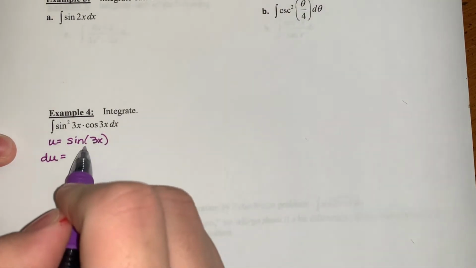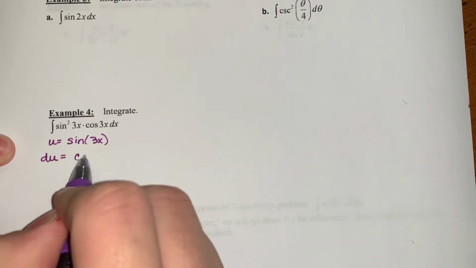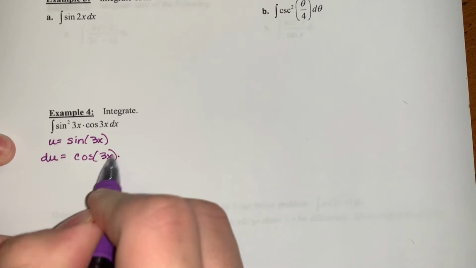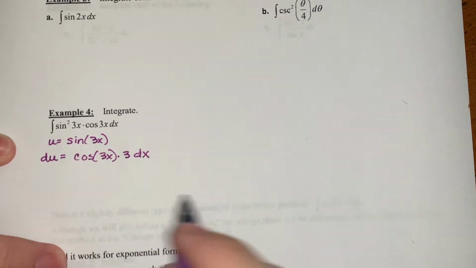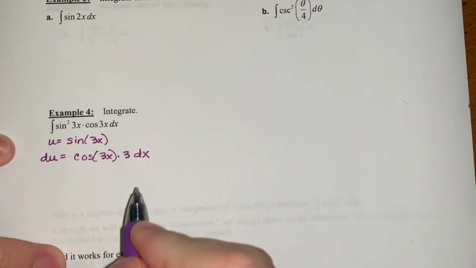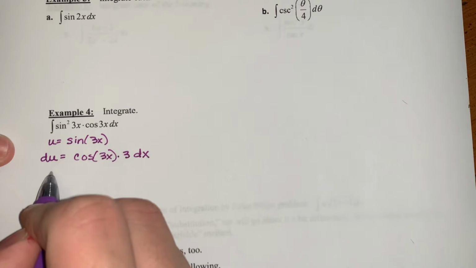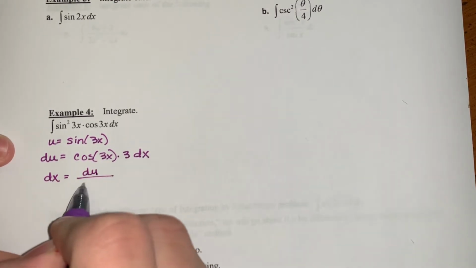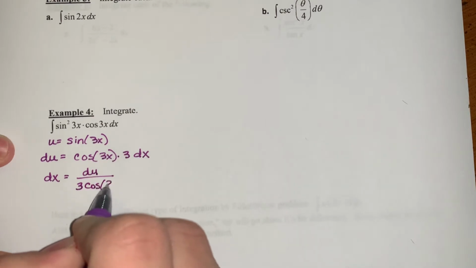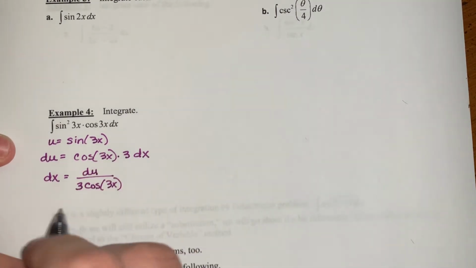But anyway, we're going to take the derivative of this. The derivative of sine of 3x is cosine of the inside times the derivative of the inside, and then of course we have times dx. When I work that out and get dx by itself, I know that dx is equal to du divided by 3 cosine of 3x. Okay, so now I do all of my substitutions.